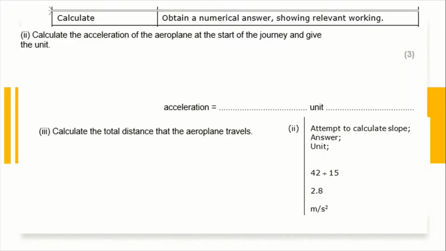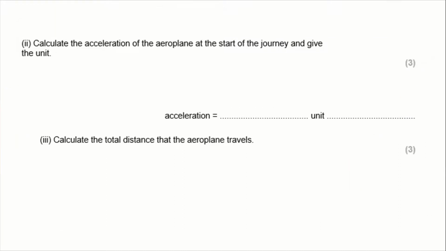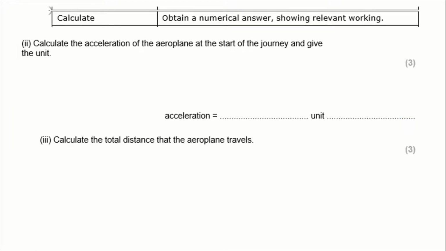Now we'll move to the third part, which is calculate the total distance that the aeroplane travels. Here again, you got to calculate, obtain a numerical answer showing the relevant working. Same thing. There are 3 marks here. So now we can understand clearly there must be 3 points. So what do you think? Just pause and think. What are these 3 points? I'll give you a few seconds. What do you think? What are the 3 key points that you need to show in your answer?